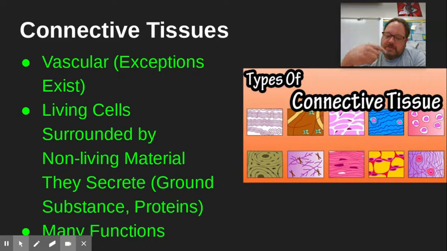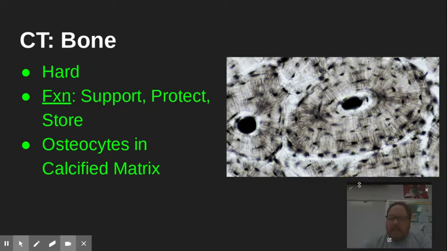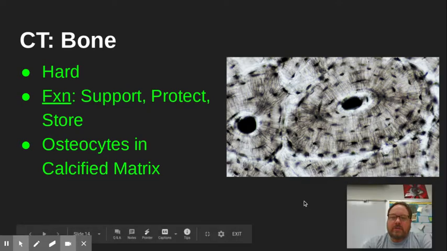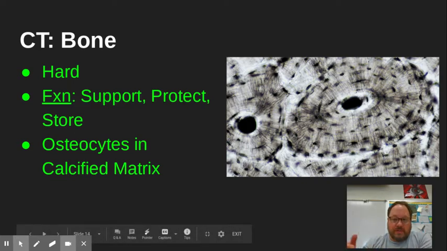Okay, so let's just jump in and look at some of the different types of connective tissue. First type of connective tissue we'll look at is bone. Now again, you might think of connective tissue and think of collagen or something holding things together, but bone is actually connective tissue. Let's think about why. We have living cells in a non-living extracellular matrix.